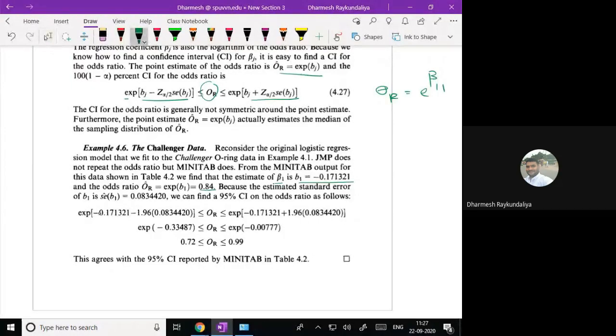So what should be the range of the odds ratio with a 95% confidence interval? Using the above formula, this is the lower bound of the individual regression coefficient, take the exponent of that. This is the upper bound of the regression coefficient, then take the exponent of that. It is giving the odds ratio: this is the lower bound and this is the upper bound, 0.72 to 0.99. That means the 95% confidence interval of the odds ratio is 0.72 to 0.99.